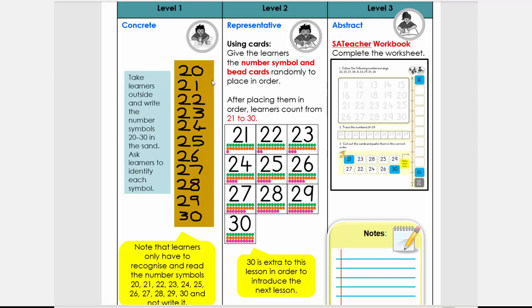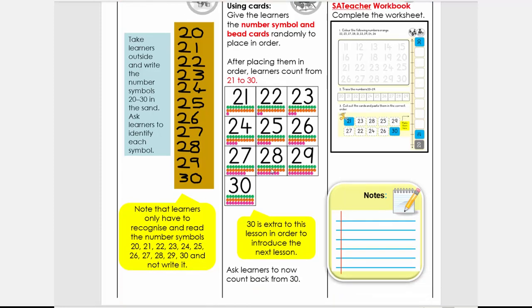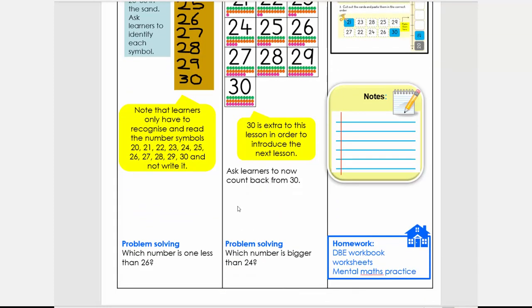Then when you go to the representative level is by using the cards. We already spoke about this, and maybe most of you already used it. It's where we have the number symbol and then the number of beads. So they can match the abstract form, the symbol, with the number of the beads. And then lastly, we're going to look at the problem solving. Just which number is 1 less than 26. I want the learners here to demonstrate it with concrete resources, and you can demonstrate it, for instance, on a number line. Let them explain to you what they are doing.